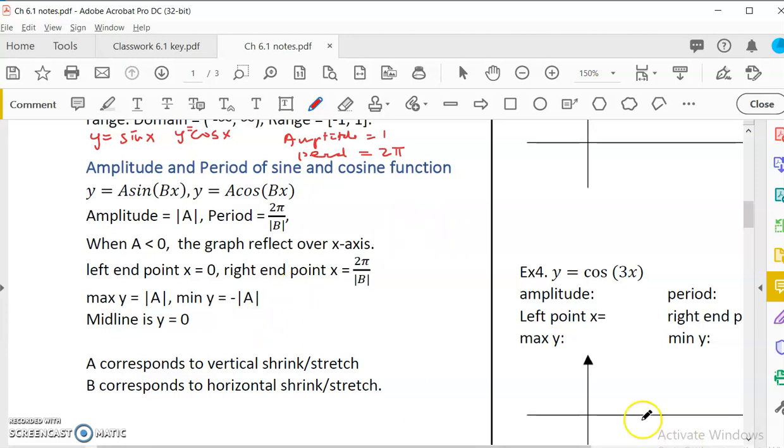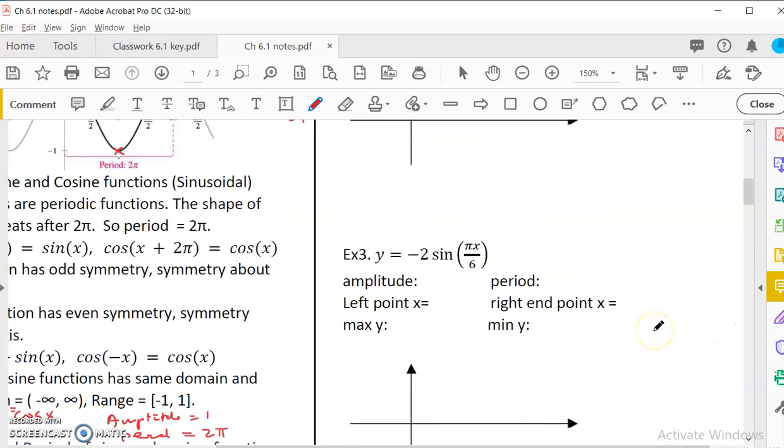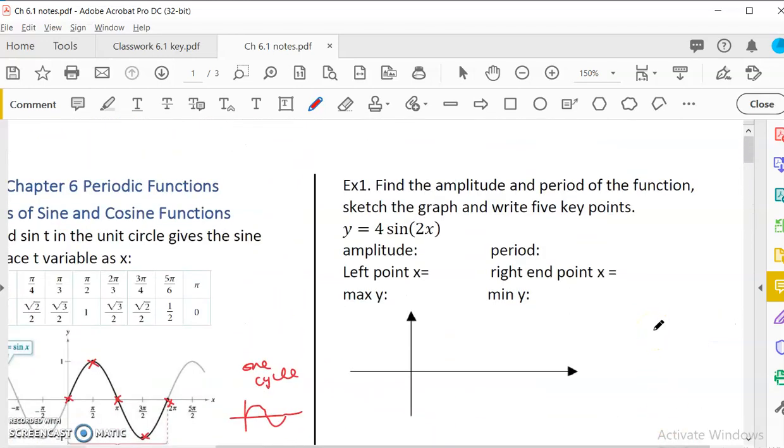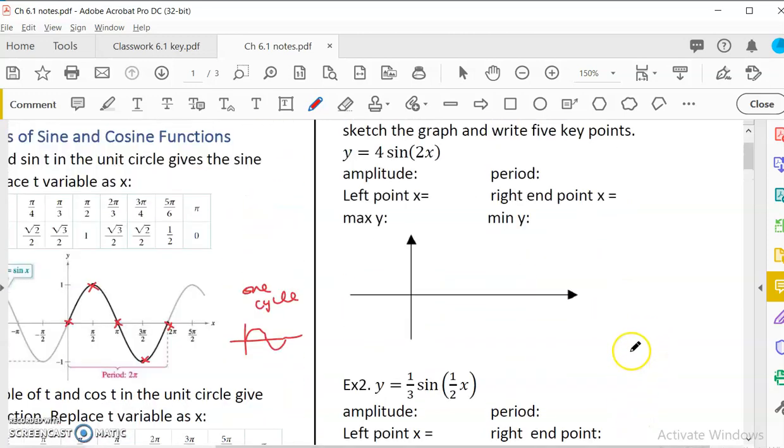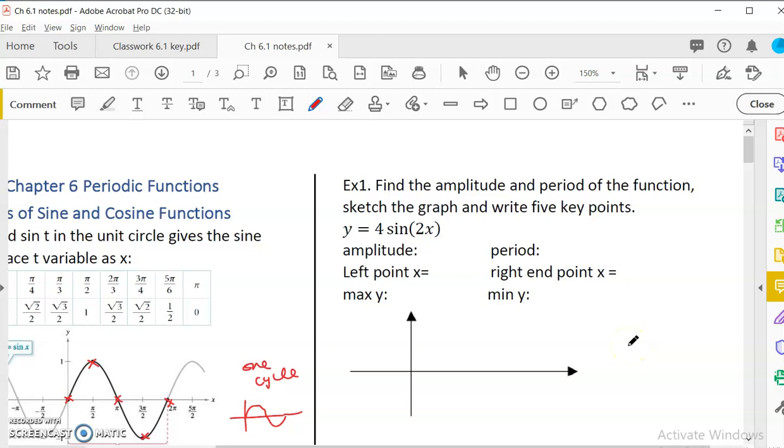Nevertheless, it's about horizontal strain and stretch. That's what affects the period. So remember, A affects the amplitude, which is how high the wave can go, and B affects the period. The new period is 2 pi over B. Okay, so let's do this. Find the amplitude and period of the function and then sketch a graph.